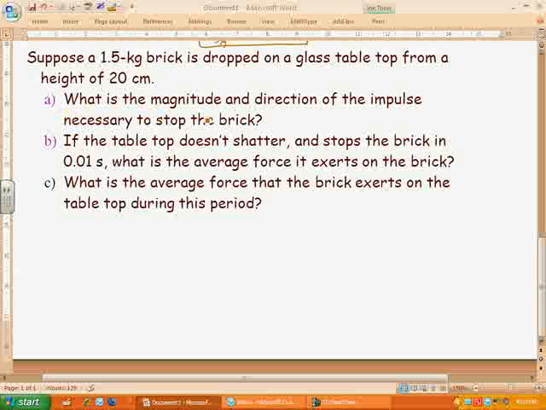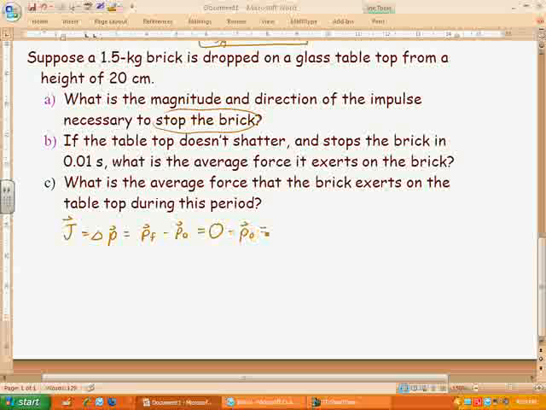So A, what is the magnitude and direction of the impulse necessary to stop the brick? Okay, so impulse is, we said in class, J, which is equal to the change in the momentum. We're assuming that in the end, if we're stopping the brick, our final momentum is going to be 0. So it's the momentum final minus the momentum initial, right? So we're going to find that change. The final momentum will be 0. Now I've got to find the initial momentum.